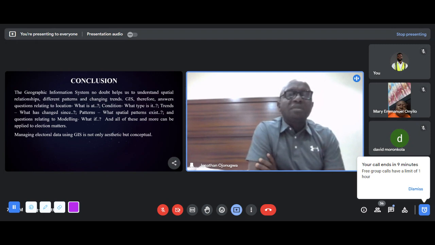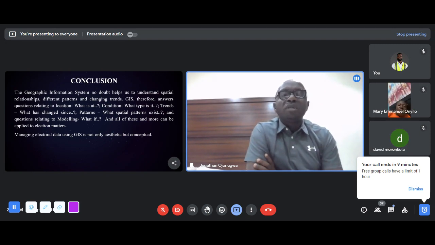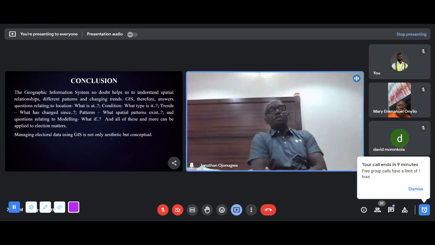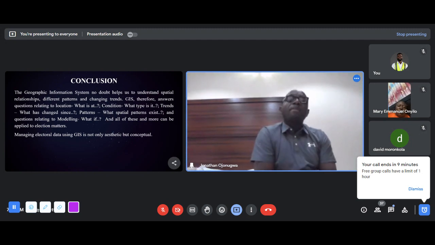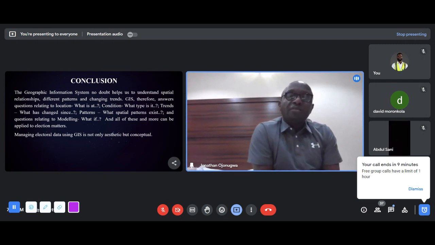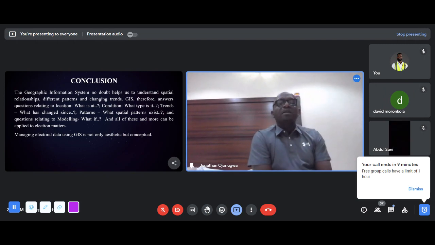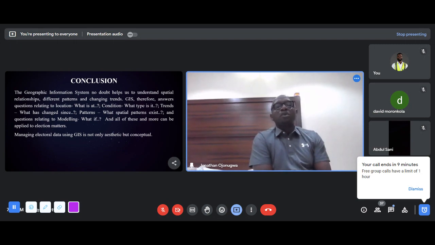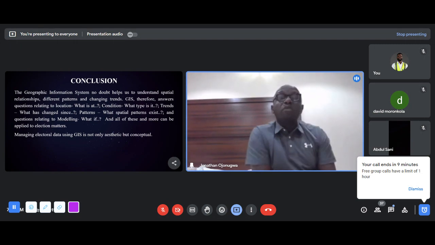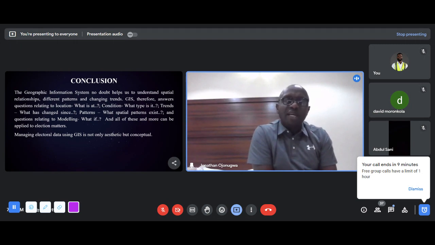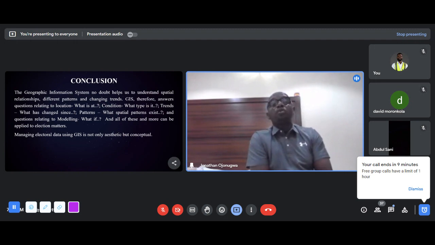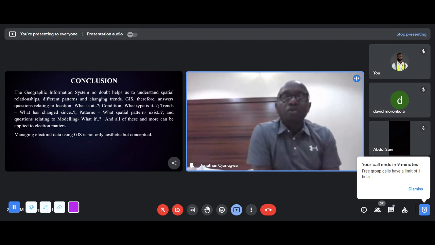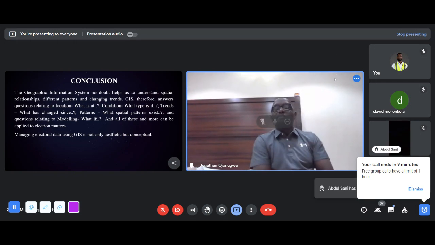So, managing electoral data using GIS is not only aesthetic, but conceptual. And to have a very robust election management system in Nigeria, we advise the electoral umpire to come up with an election management information system. We can have all election data integrated into a single platform that anybody can access irrespective of location. Thank you.